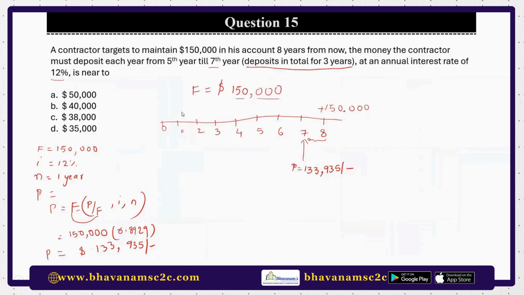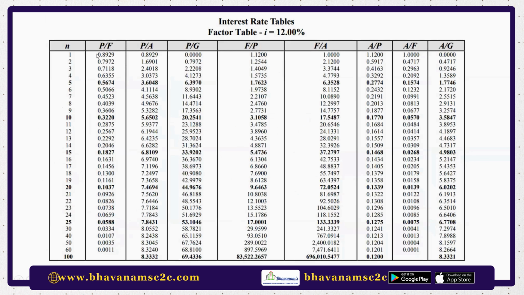And what do we have to calculate? P by F. Then go for the column which is having P by F. P by F is the first one. And what is the number of years? It is just the first year. It is from 8th year to 7th year. It means there is a drop of 1 year, which is 0.8929. So what we got is right.